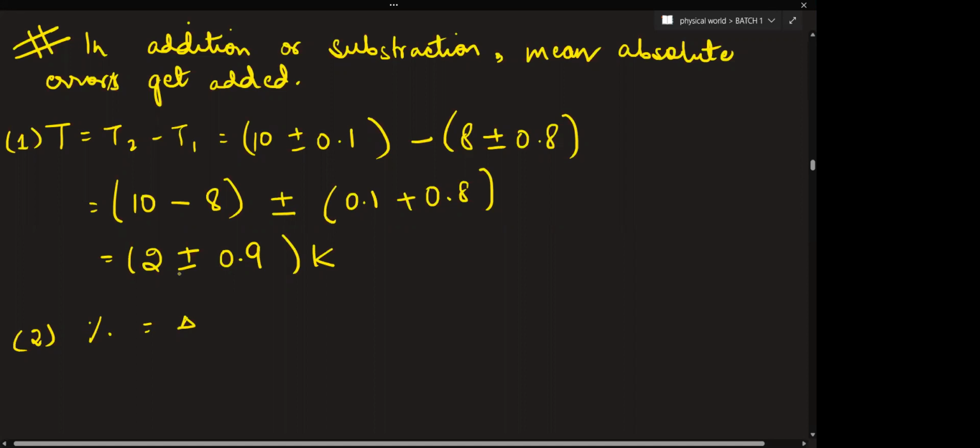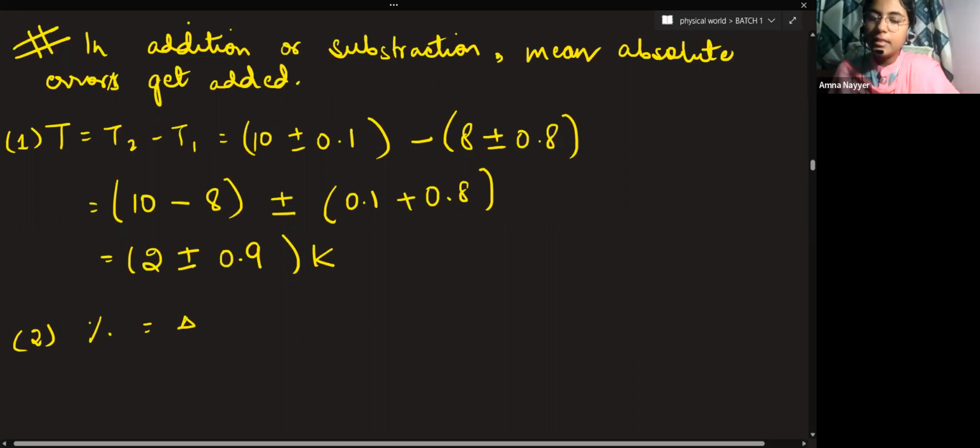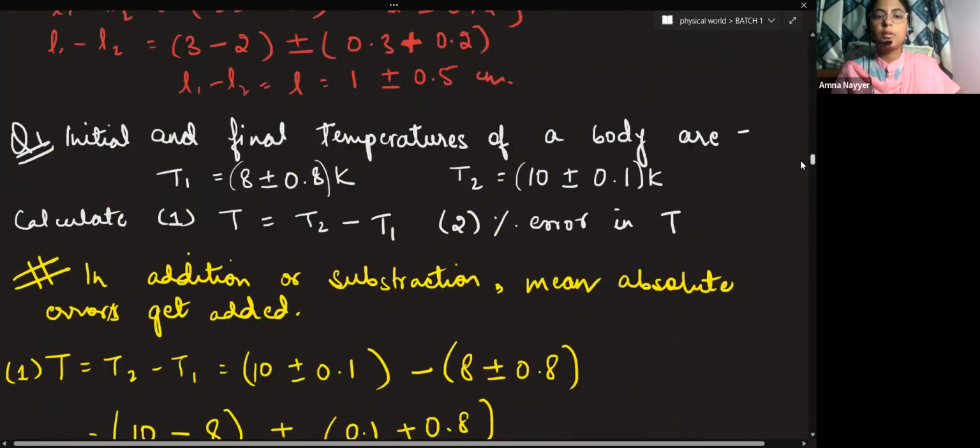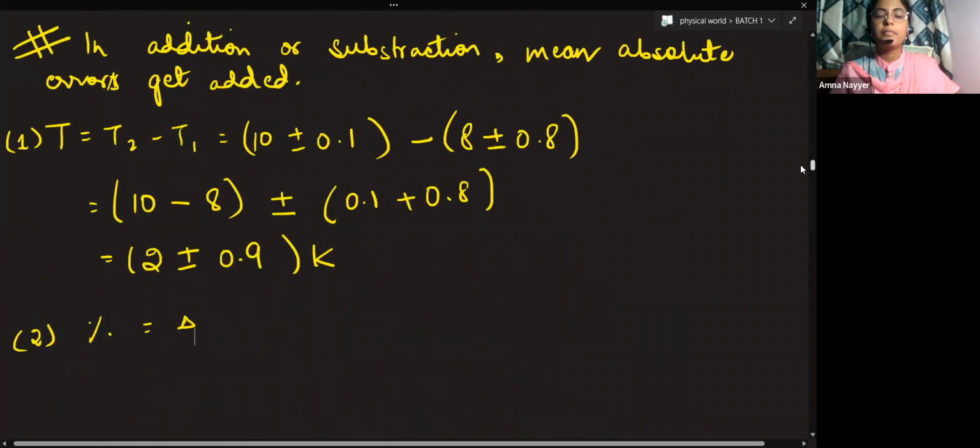0.9. See, whenever we write the answer in this manner, we represent this as the mean value. That's why whenever we did this, I was writing AM, BM. AM, BM represents the mean value. That's why I'm adding M in the subscript. All right. So this will be delta T divided by TM, the mean value, into 100.